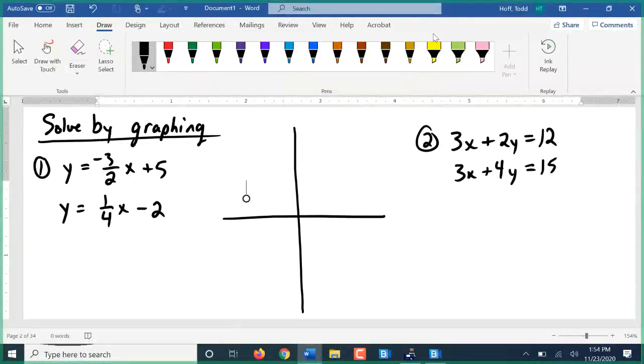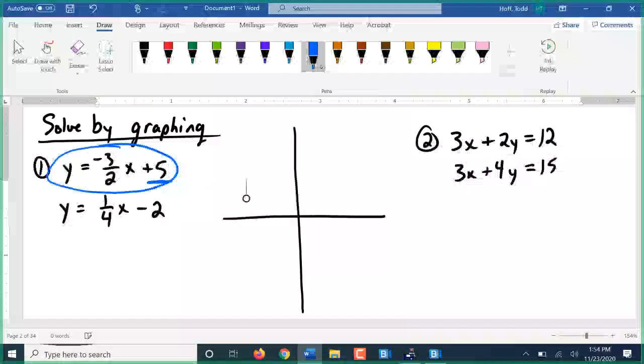Okay, let's take a look, see how you're doing with these. So for number one, both of these are in graphing form, so they're ready to graph pretty quickly. Y equals negative 3/2 x plus 5. Well, the 5 is our y-intercept, so we start by going up 1, 2, 3, 4, 5 from the origin. That's our first point on that line. The negative 3/2 multiplying x is our slope, so we go down 3, run 2, get our second point.